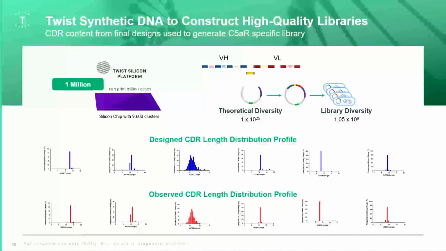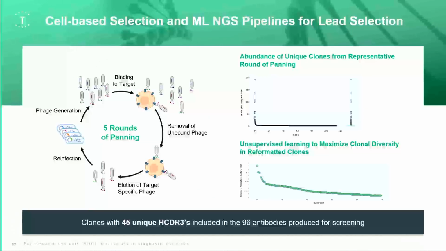So this library was then run through phage display. We carried out 5 rounds of panning with increasing stringency. We carried out some NGS sequencing after each round of panning to look for enrichment. And we also carried out some unsupervised clustering analysis. And using the NGS data and the clustering data, we were able to identify a good number of unique clones. In fact, we found 45 clones with unique CDR3. And at the end of this, what we did is we selected 96 antibodies to reformat as full-length IgG.